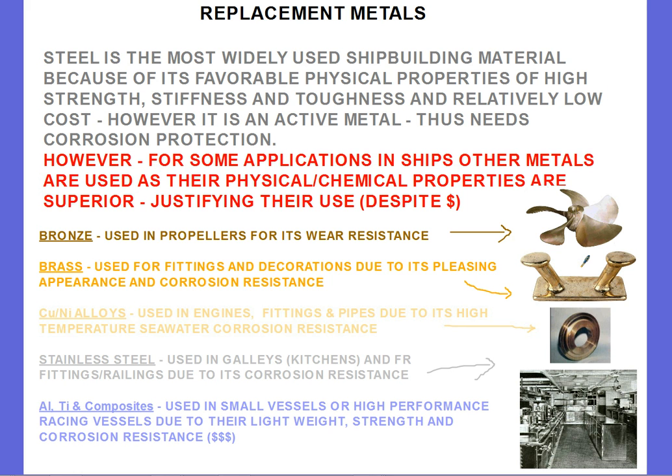Stainless steel, because of its corrosion resistance, is used in galleys, which is the kitchens, and also used in fittings and railings due to its corrosion resistance. Some vessels also use aluminium, titanium and composites. They're mainly vessels where lightweight is very important, so single-person boats or racing boats where the lightweight can justify the cost.